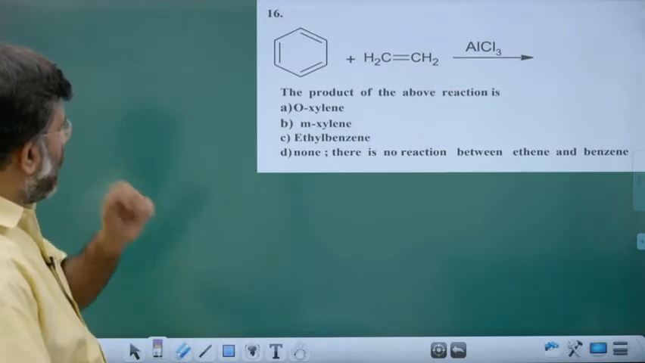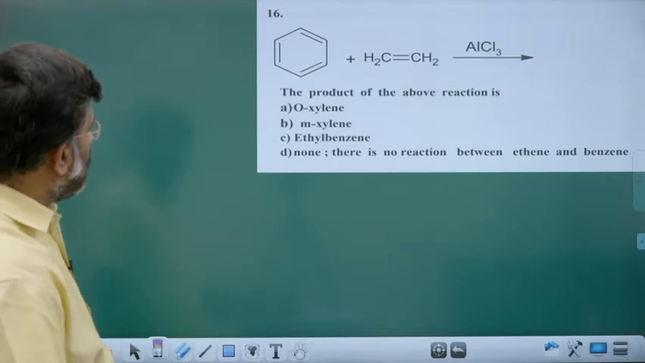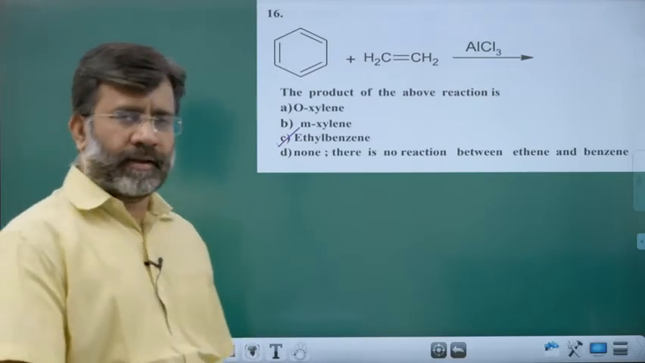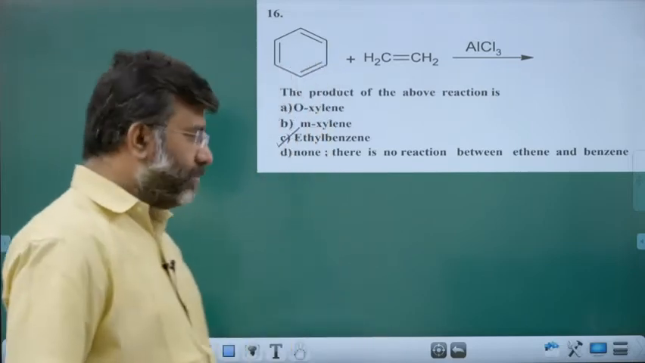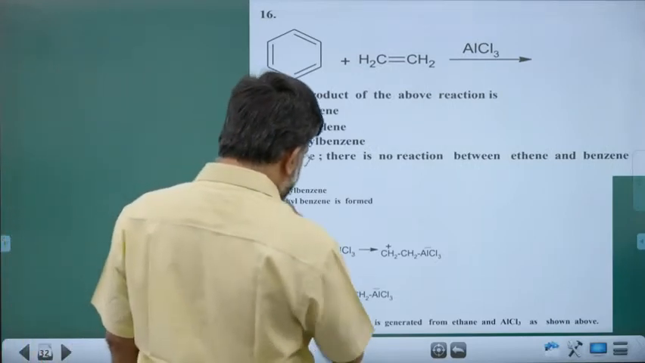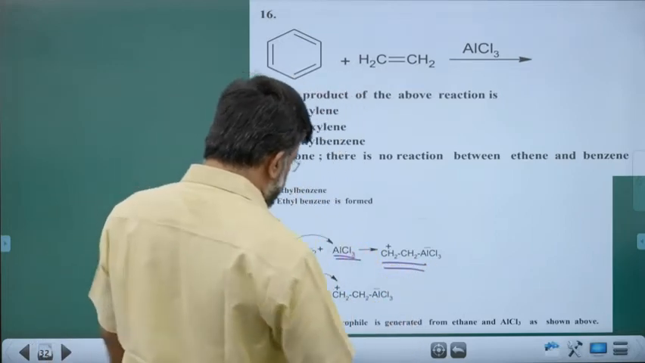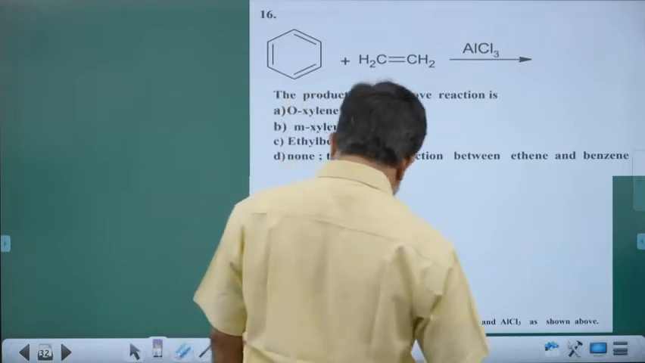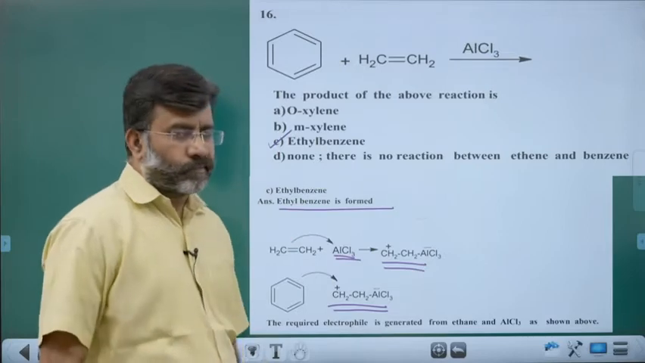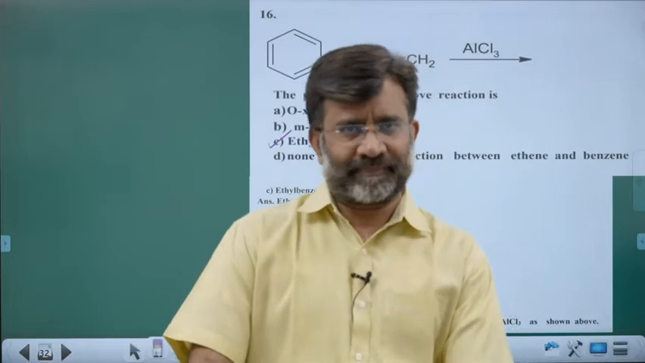Product of the above reaction is... Friedel-Crafts alkylation reaction, you will get ethyl benzene. This is attacked by AlCl3. You will get a carbocation which will be attacked by the benzene ring and you will get ethyl benzene. The product is ethyl benzene. Option C. Friedel-Crafts alkylation reaction. Next.